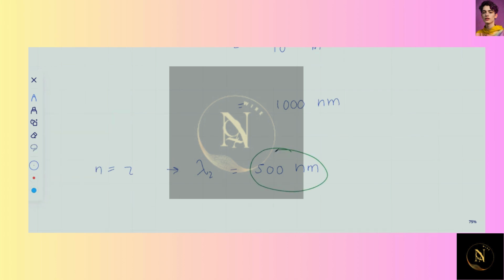But this is not in the visible range. It doesn't lie between 400 and 700 nanometers. And so we can try n equal to 2, and n equal to 2 gives us the wavelength lambda_2 to be, using the same equation above, 500 nanometers, which is within the required range. And it turns out that this is the only wavelength which will have a strong intensity in this range. And so we have lambda equal to 500 nanometers.